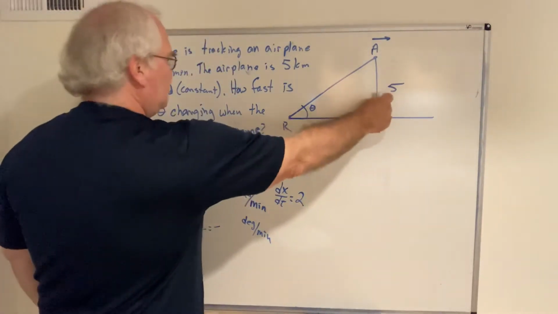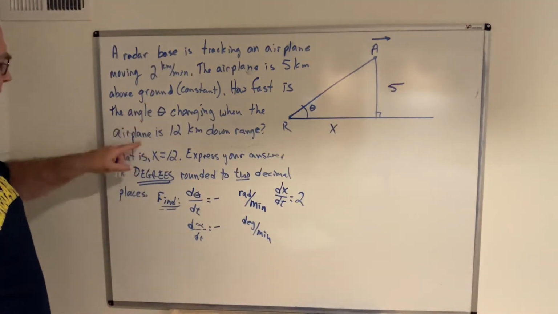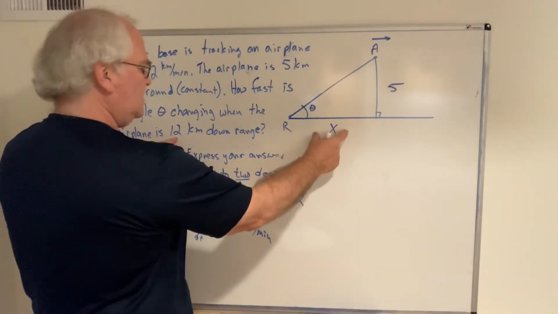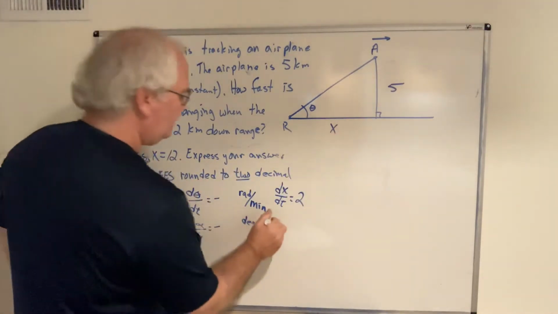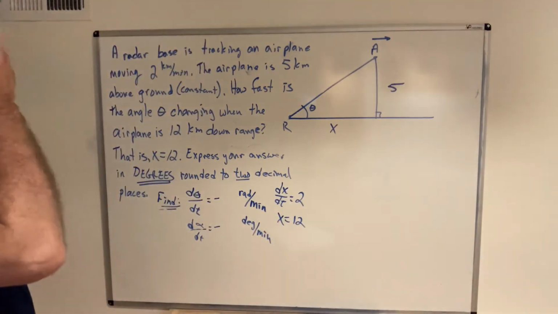This distance never changes, it's 5. How fast is the angle theta changing when the airplane is 12 kilometers downrange? When x is 12, we're given that right there. And that's all we're given.